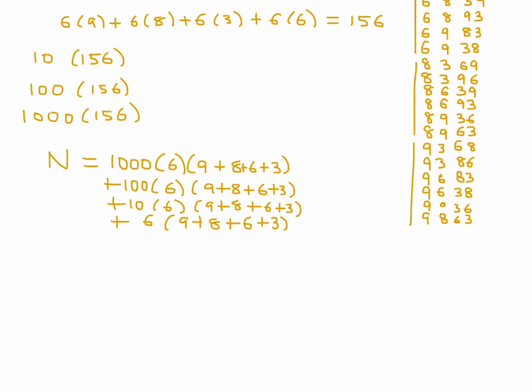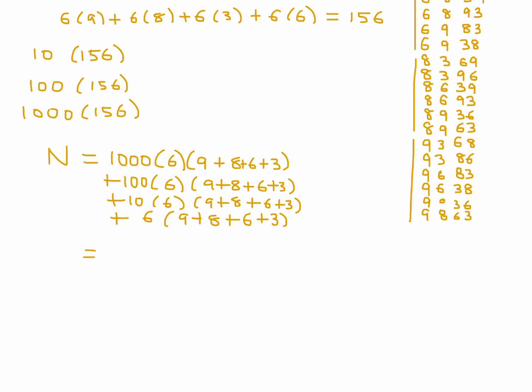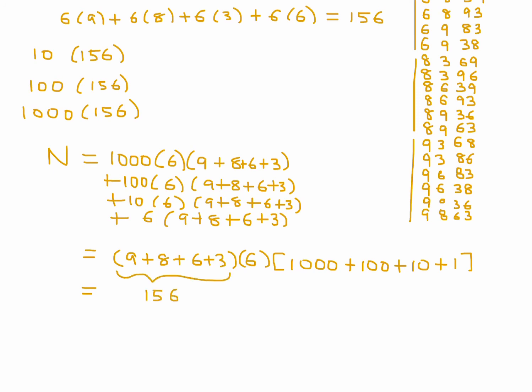So when you add those guys up, you can factor out actually the whole thing. You can factor out the 9 plus 8 plus 6 plus 3. You can factor out a 6, and what you're left with is 1,000 plus 100 plus 10 plus 1. And this, in our case, was 156. This is always going to be 6, and this is always going to be 1, 1, 1, 1. So we have to choose this in a way so that the prime factors of n add up to the highest number possible.